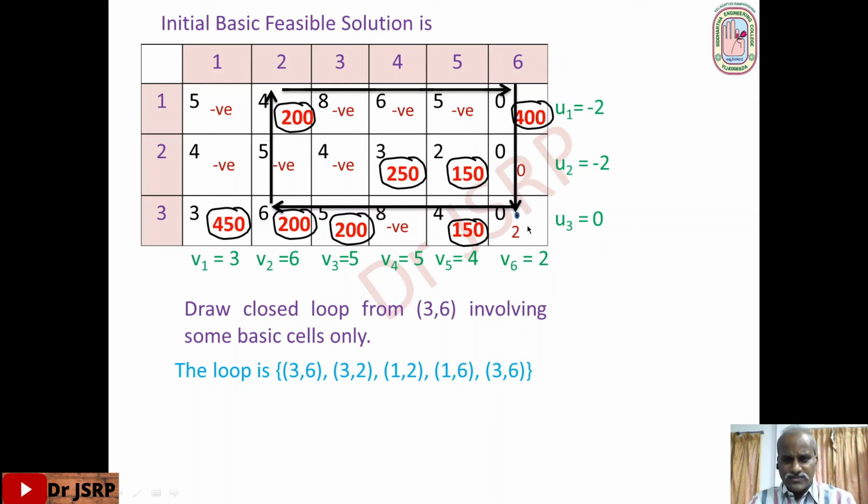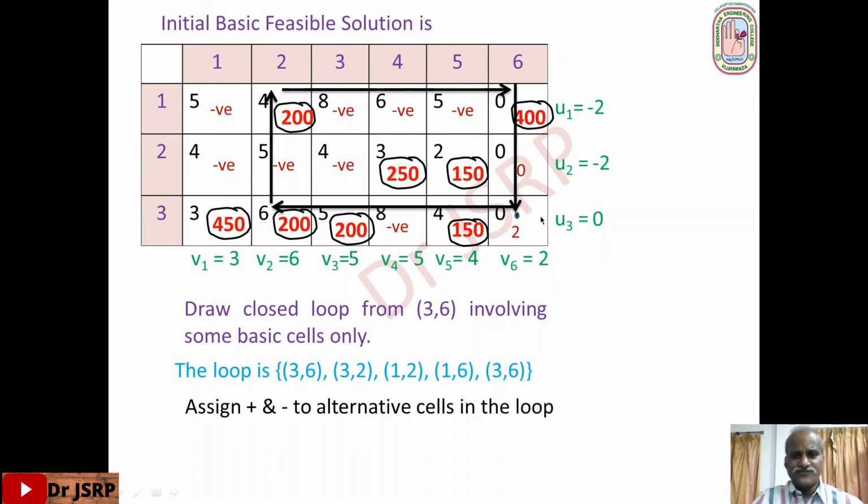Now assign alternately plus and minus to the cells in this closed loop, starting from the new cell. So assign plus to 3,6, minus to 3,2, again plus to 1,2, and minus to 1,6. Plus, minus, plus, minus. Or you can assign in the other direction also, and you get the same signs.